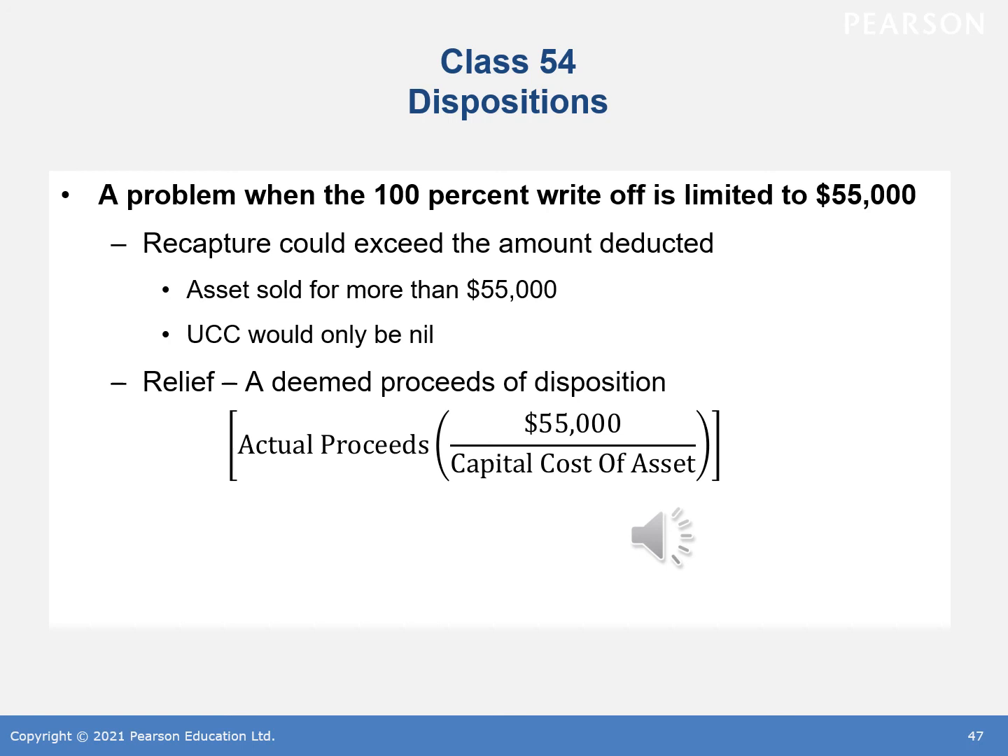However, because this is a known consideration, the Income Tax Act, Section 13, talks about a calculation which is the deemed proceeds of disposition, where it looks at the actual proceeds times the $55,000 maximum divided by the original capital cost of the asset. So in this situation, it'd be 110,000 proceeds times 55 divided by the 150 original amount, being 40,333 would be the proper recapture in this situation.